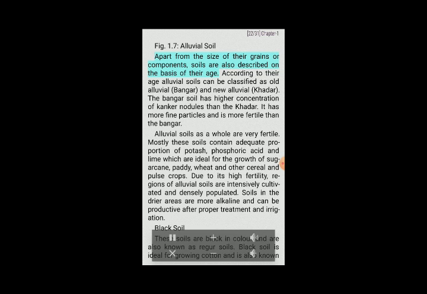Apart from the size of their grains or components, soils are also described on the basis of their age. According to their age, alluvial soils can be classified as old alluvial, Bangar, and new alluvial, Khadar. The Bangar soil has higher concentration of kankar nodules. The Khadar has more fine particles and is more fertile than the Bangar.